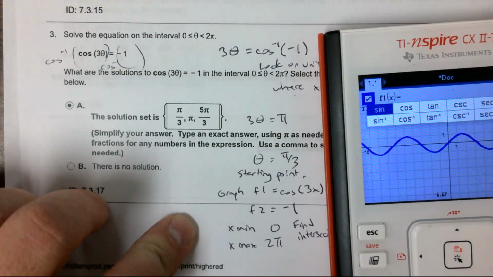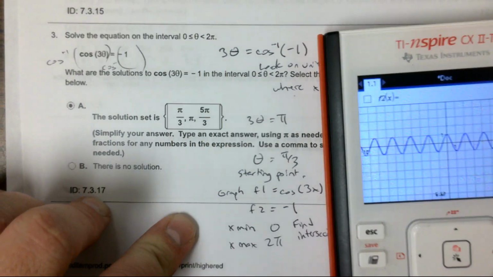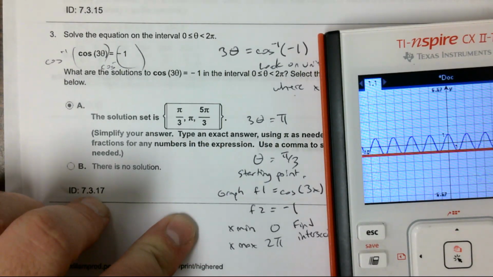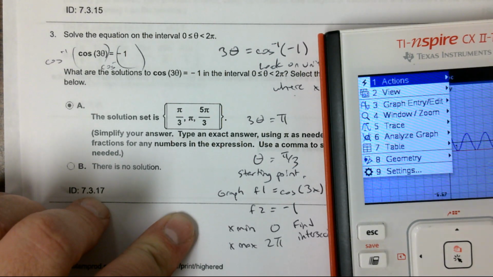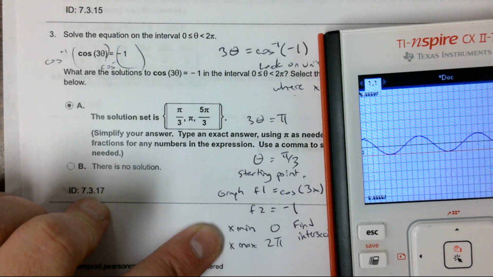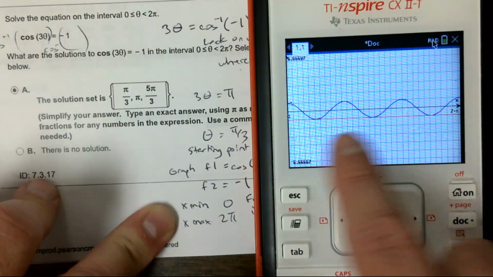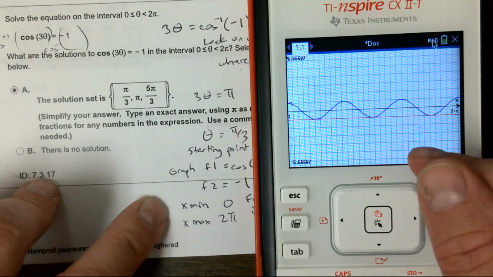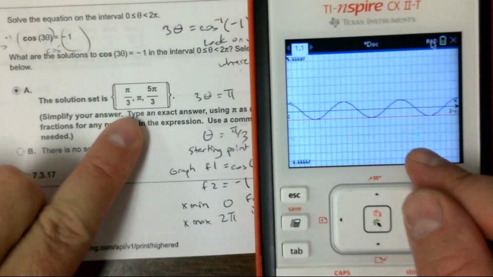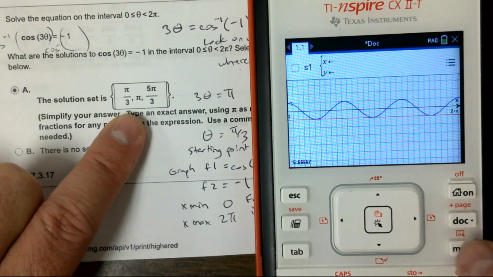We have cosine 3x, and we have negative 1, and that's all the bottoms, and set your window 0 to 2 pi. And so 1, 2, 3 times. Now the trick is you're going to have to get the decimal equivalent, and it has to be in terms of pi.